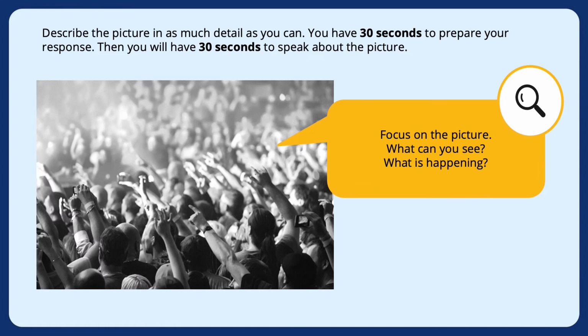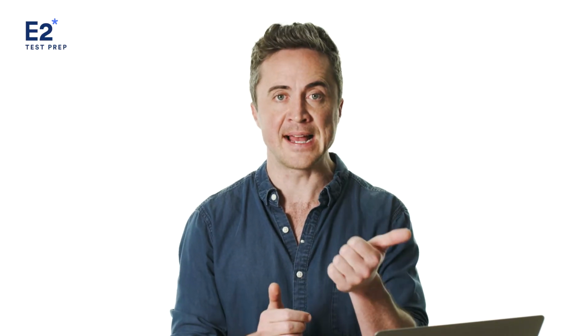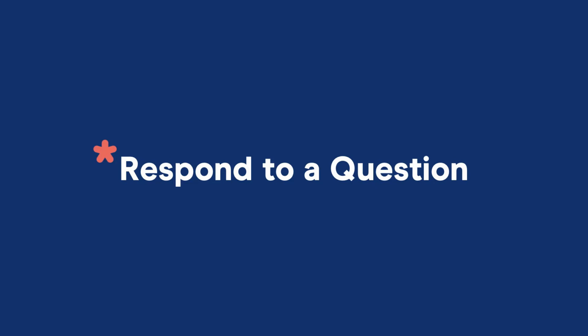So when you're preparing to speak, focus on the picture. What can you see? What things can you see? Also, what is happening? So in the preparation time, think about nouns. What things can you see? And what verbs can you think of as well? What's happening? Then when the recorder opens and you begin describing the picture, describe the picture as clearly as you possibly can.